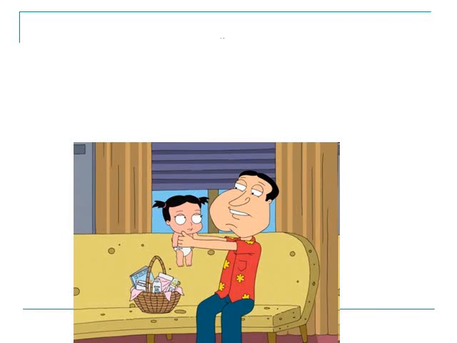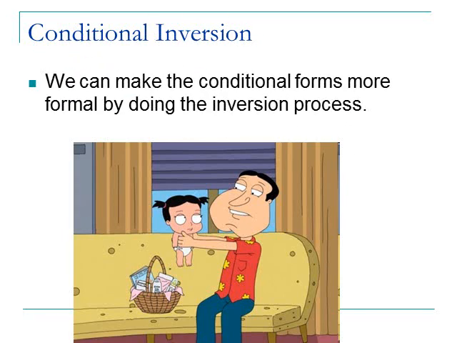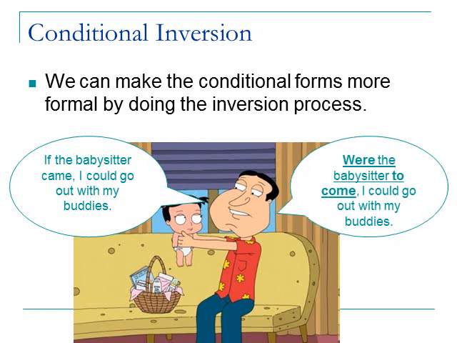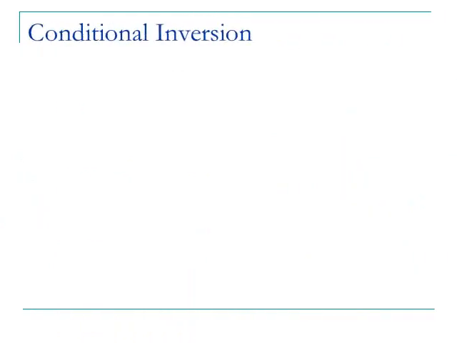But we haven't discussed the conditional inversion. Now, we have already discussed this in the previous course units, in Unit 2, I believe. So I'm just going to go rather quickly. We can make conditional forms more formal by doing the inversion process. If the babysitter came, I could go out with my buddies. Were the babysitter to come, I could go out with my buddies.